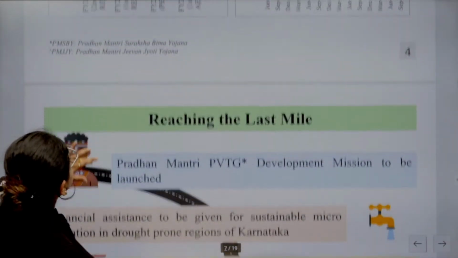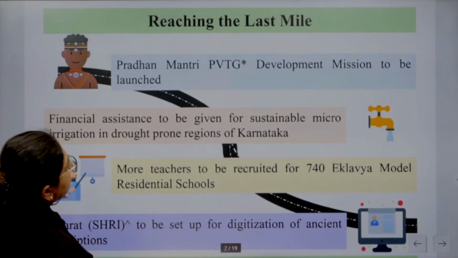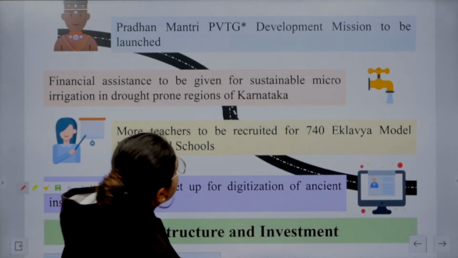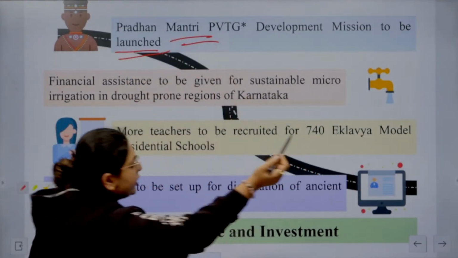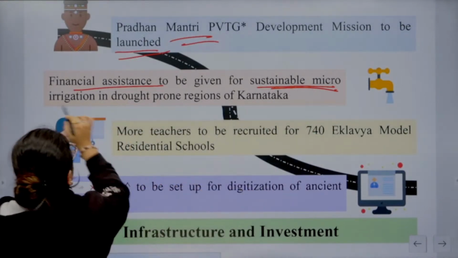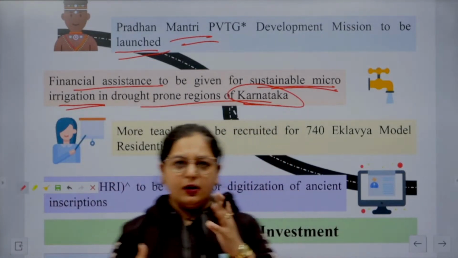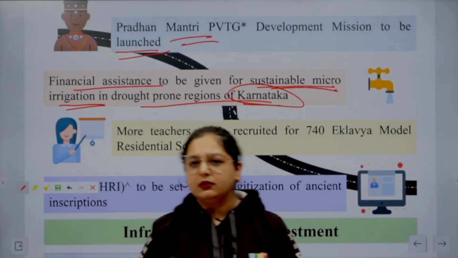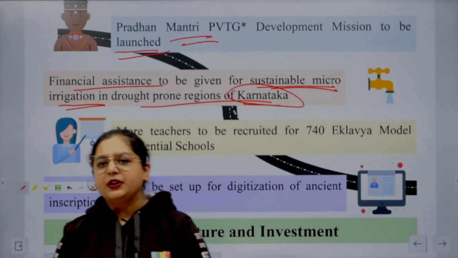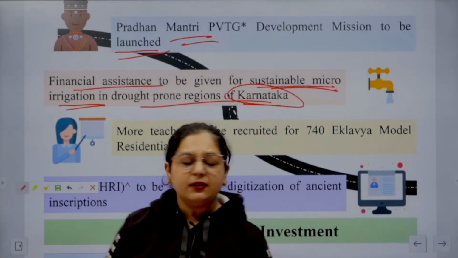So the next we have is reaching the last mile. Here we are talking about infrastructural development across the cities and states. The Pradhan Mantri Development Mission will be launched. This is very important regarding the development of India. Then financial assistance is to be given for sustainable micro irrigation in the drought-prone regions of Karnataka. As in previous years, Karnataka was hard hit by drought, and this is now a new area explored by the government of India, that is the financial assistance to be given for sustainable micro irrigation programs in the region, right?